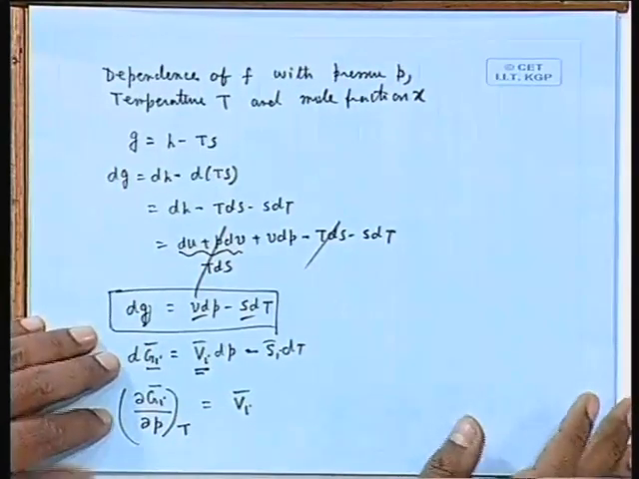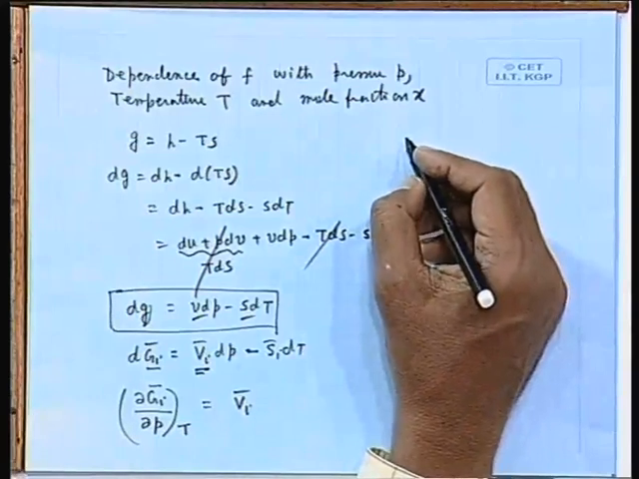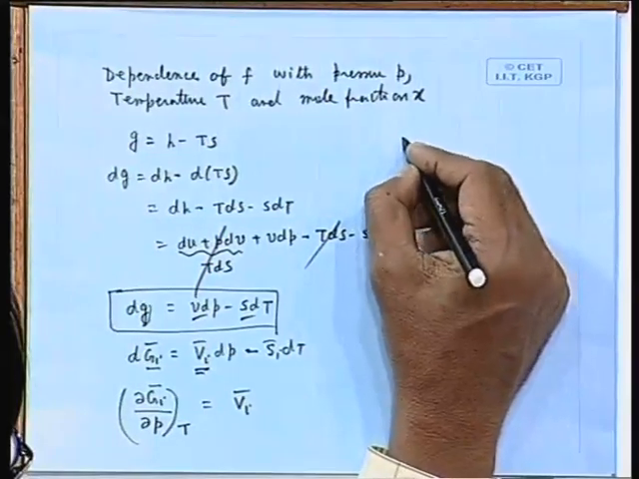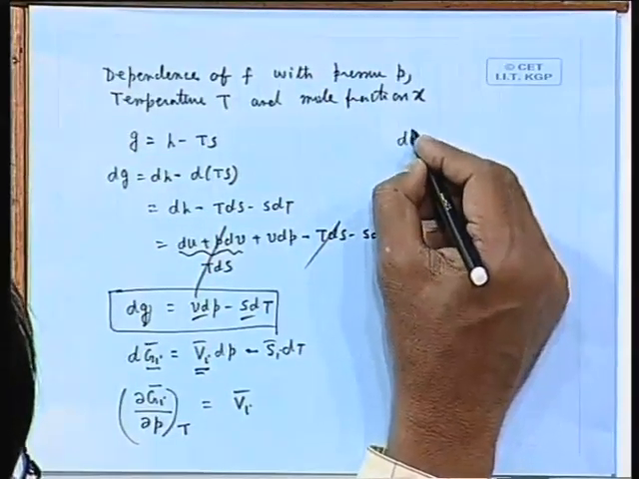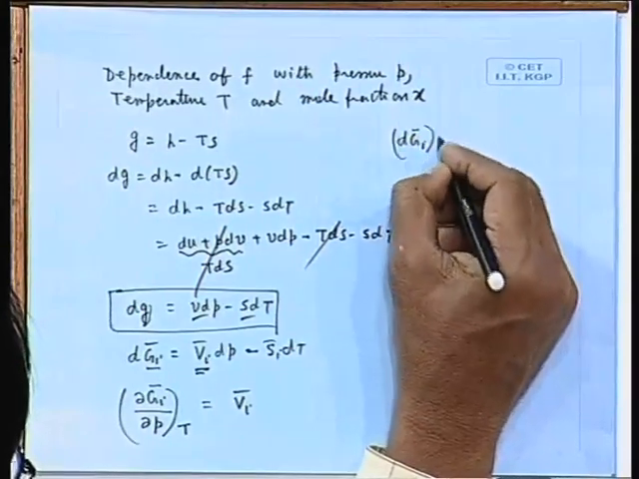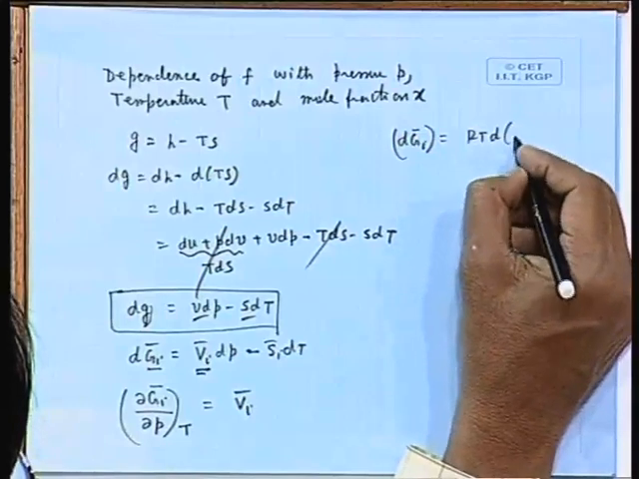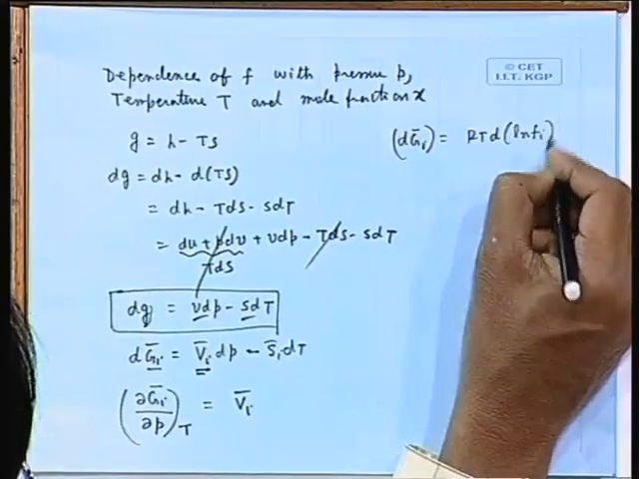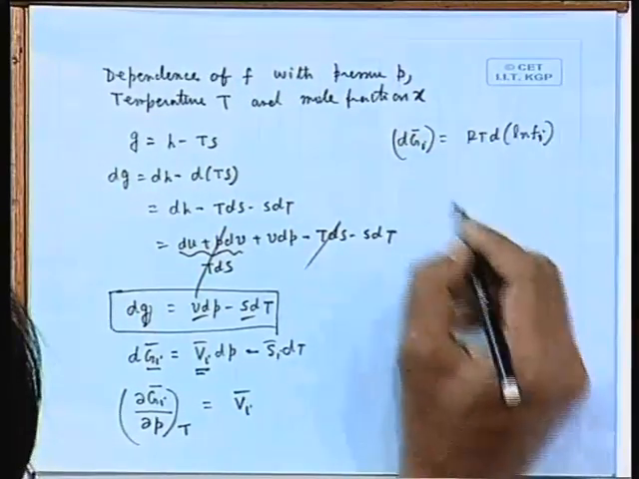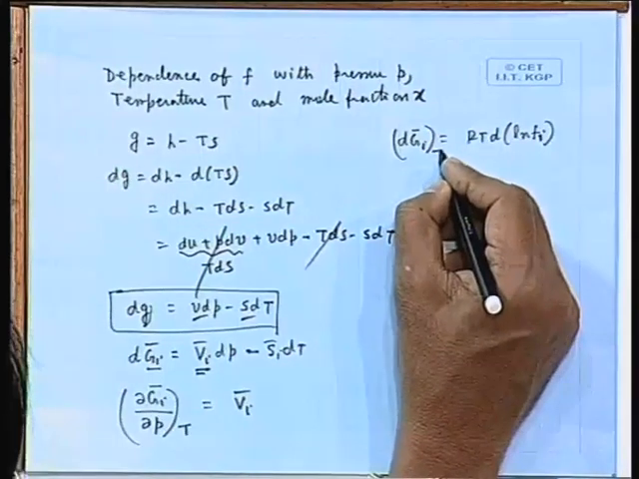Now again we see here, we have already noticed this expression, I have already dealt with this expression. What is this? This is by definition RT d ln Fi. This was the definition of the fugacity. Now here these are all at constant temperature.